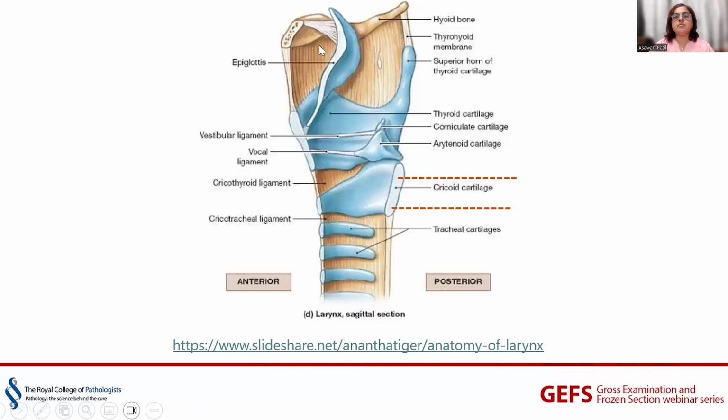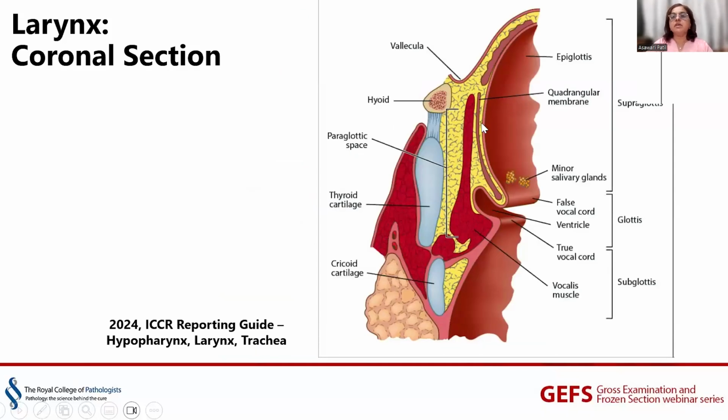If you see the topmost portion, the epiglottis, there is this thyroid cartilage, arytenoid cartilage, cricoid cartilage, and the middle portion is the glottis, which we'll see in the next diagram. You can see here, supraglottis is the epiglottis up to the ventricles. Then the middle portion is the glottis, which includes true cords and part of the ventricle, and the false cord comes in the supraglottis. From the false cord onward, the glottis portion starts. Below the glottis starts the subglottis, and this is the subglottis portion.